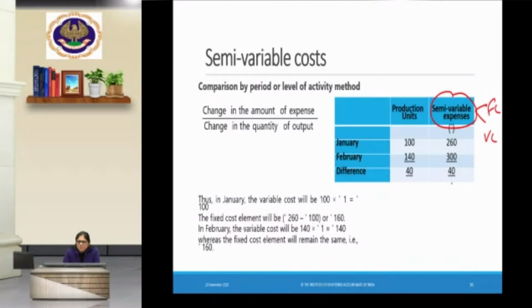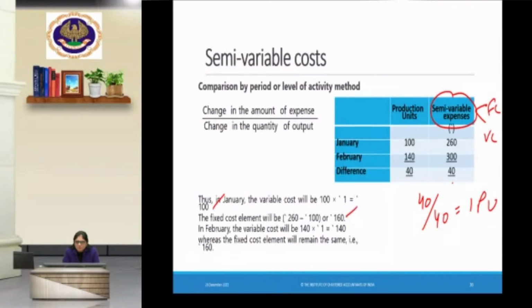So expense divided by production, or the output, the quantity. So the variable cost will be 1 per unit. 40 divided by 40, so 1 per unit is the variable cost. So 100 units into 1 variable cost per unit. So variable cost will be 100. So if 100 is variable cost, out of 260, 160 has to be fixed cost.